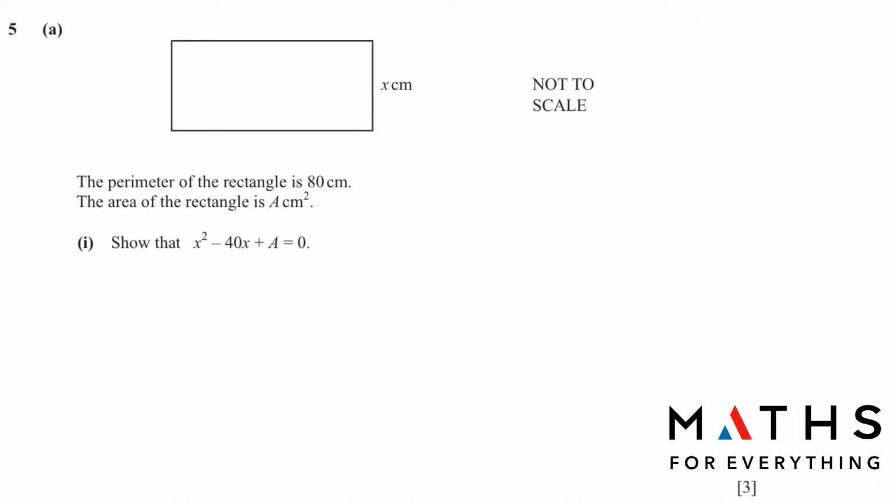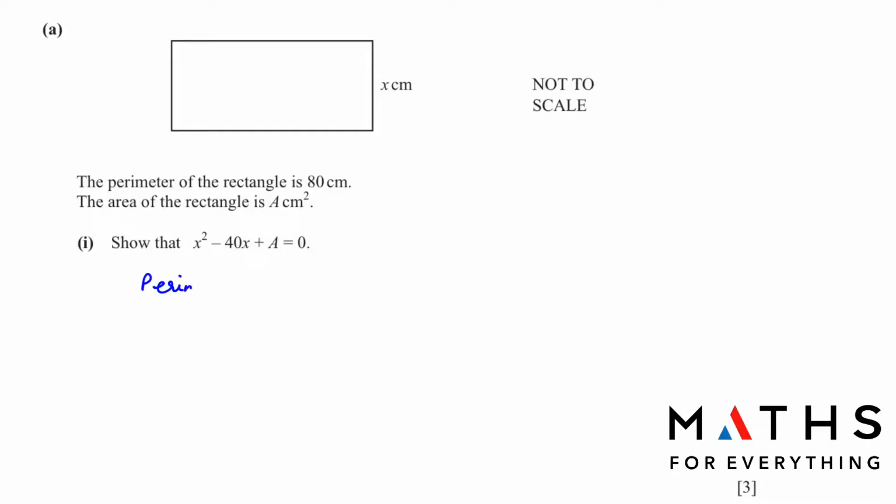Question number 5. This is an algebra question. We have been given a rectangle and this side is x. The perimeter of the rectangle is 80 centimeters. So this plus this plus this plus this is 80 centimeters. The area of the rectangle is a square centimeters. Show that x squared minus 40x plus a is equal to 0. Here we are talking about two equations, the perimeter and the area. So let's write it down.